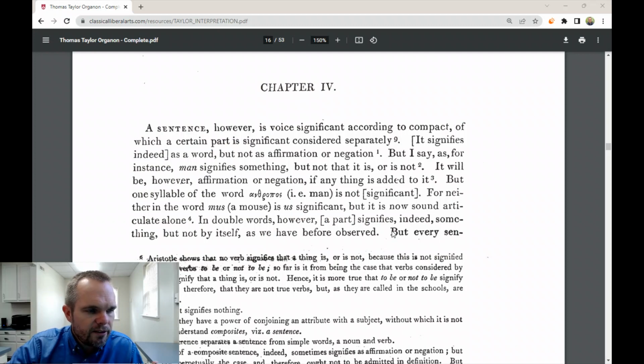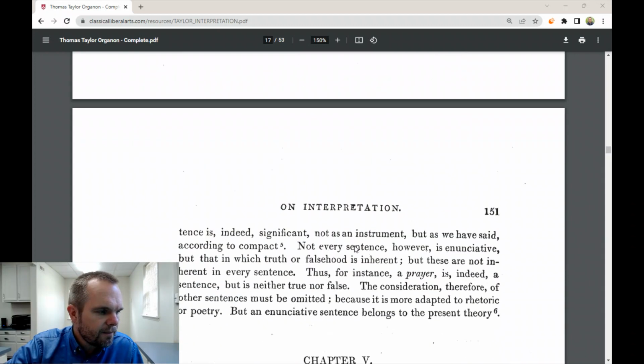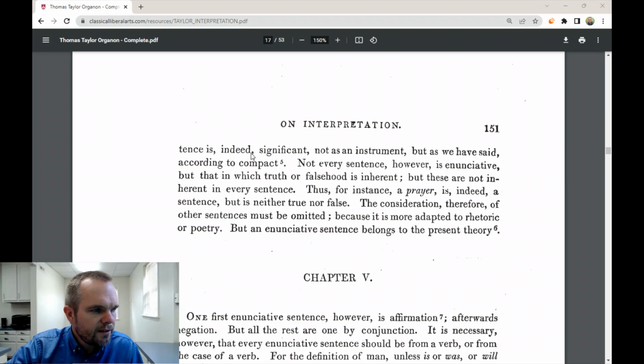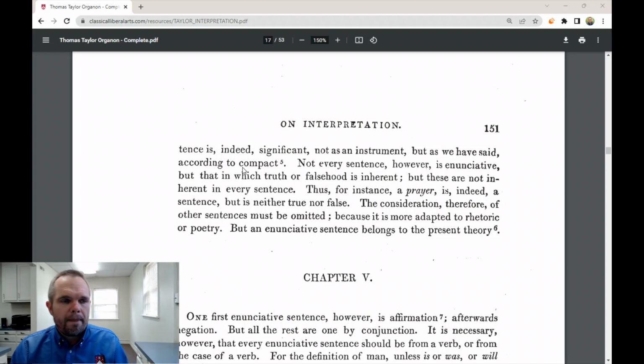So he goes on to say, but every sentence is significant not as an instrument, but as we have said, according to compact. Now, this sentence here may be difficult for you to understand because we have this word instrument brought in.